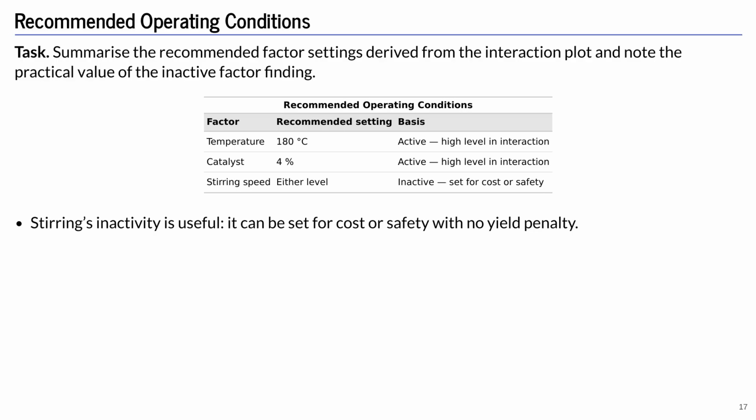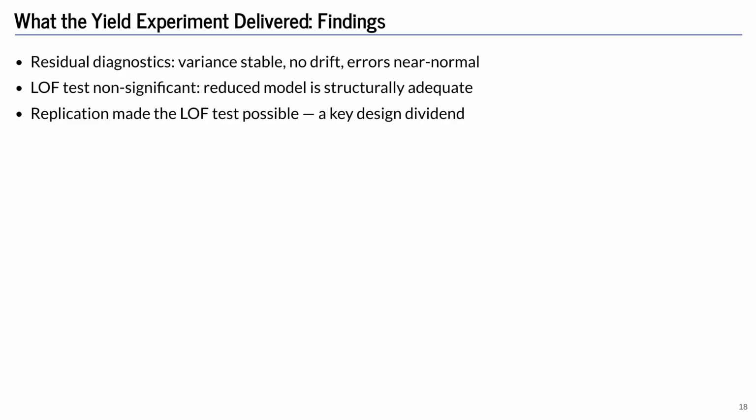That finding about stirring speed is not a null result to be dismissed. It is actionable information. The experiment has just told the process team that they have a degree of freedom in their operating conditions, and that is exactly the kind of practical output that justifies running a design experiment in the first place. Let us consolidate the key findings from the yield experiment before moving to practice.